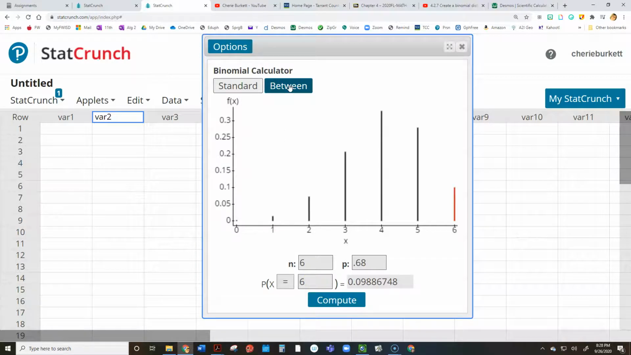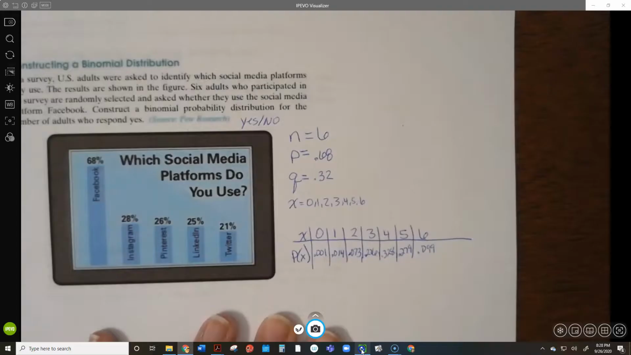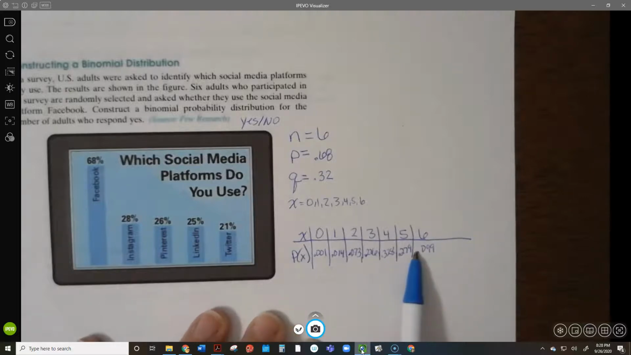Depending on what questions we have to answer about these problems will determine whether you need to switch it over to between. But if your goal is to simply fill out this binomial distribution chart right here, then be sure to be on standard.